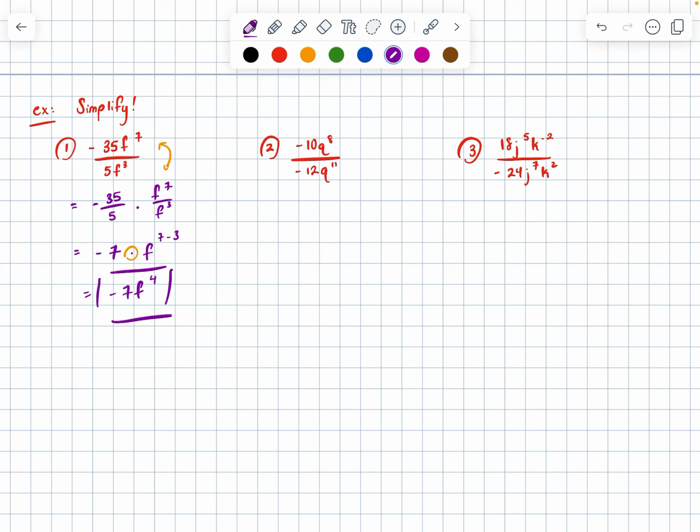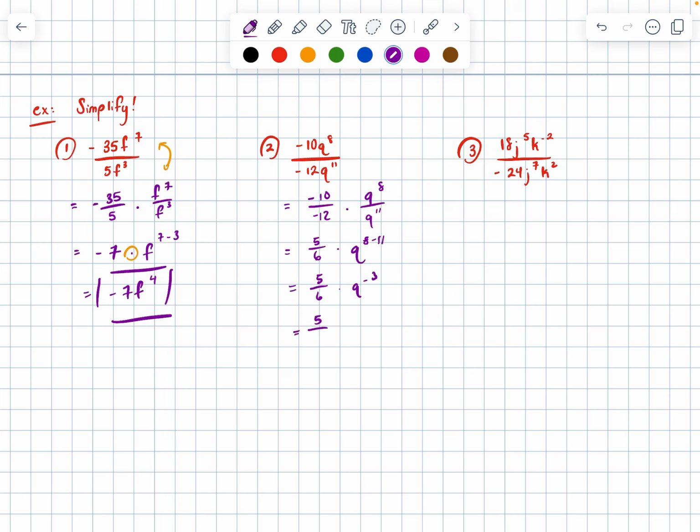And stop. Number 2. Again, I'm going to create some chunks. I'm going to pair the numbers together. So I'll create a fraction for my numbers, and I'll create a fraction for my q's. For my first fraction, -10 over -12, well, I have a negative divided by a negative, that's a positive. 10 over 12, I can simplify, divide both of them by 2 to get 5 over 6. And then I've got q to the 8th over q to the 11th. Well, here I'm dividing, so again, my powers subtract. This is q to the power of 8 minus 11. So I've now got 5 over 6 times q to the power of -3.